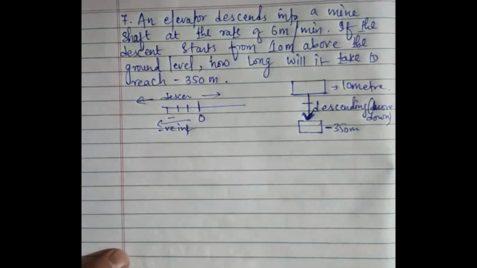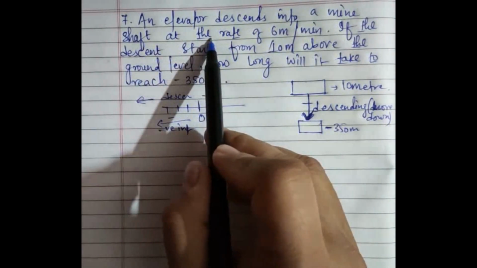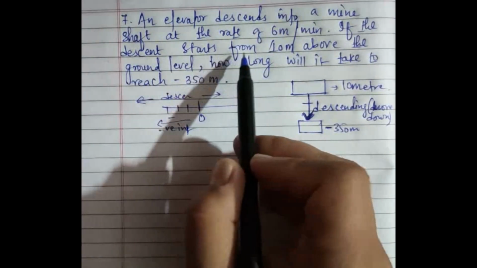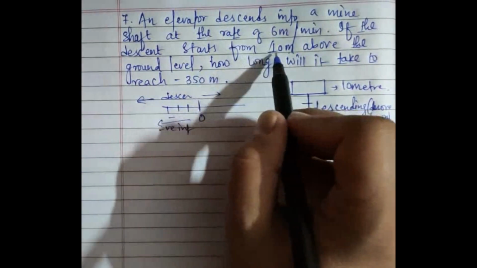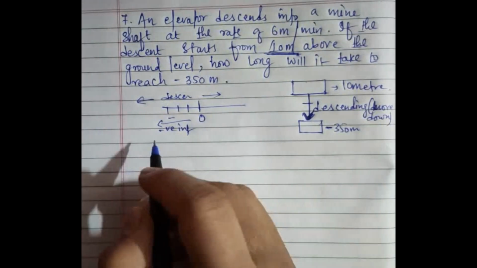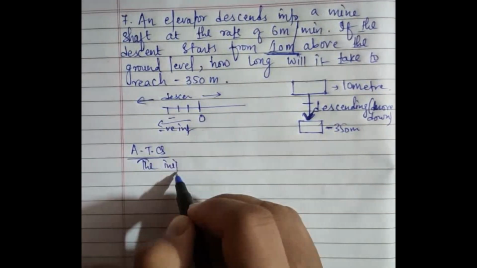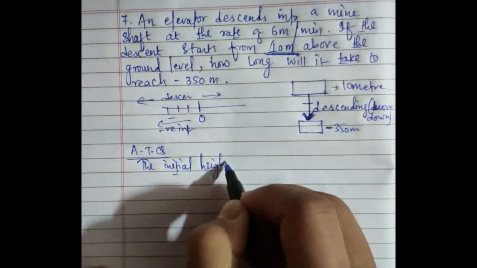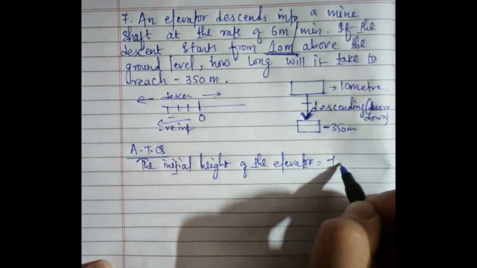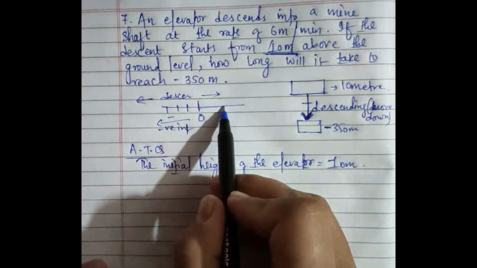So according to the question, the elevator is descending into a mine shaft at the rate of 6 meter per minute. If the descent starts from 10 meter, all right, so the initial height of the elevator will be, according to the question, equal to 10 meter, right? It is not -10, it is at 10 because it is on the positive side.